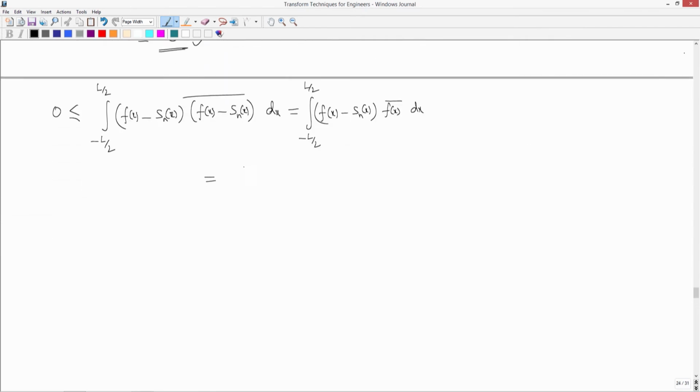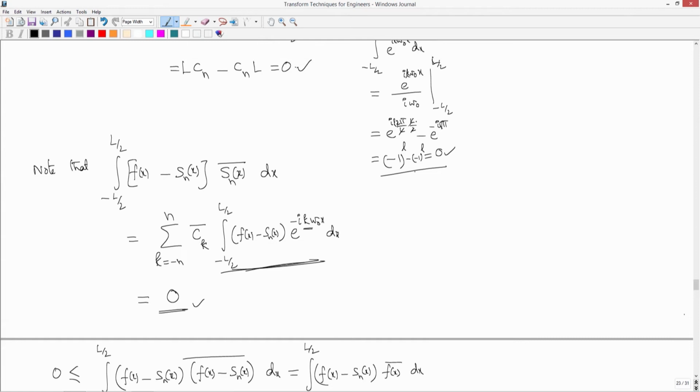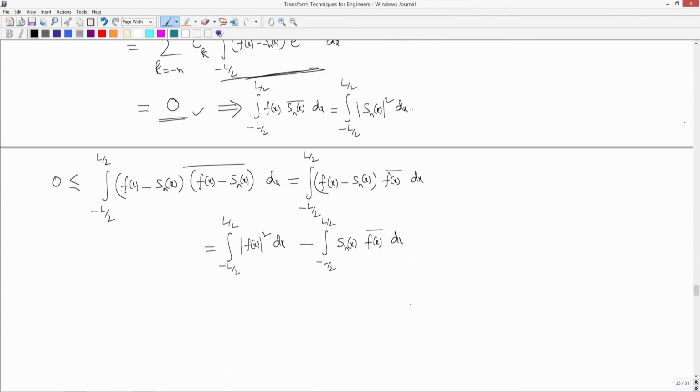So this is equal to the integral from minus L by 2 to L by 2 of f(x) f bar, that is mod f(x) whole square dx, minus the integral from minus L by 2 to L by 2 of S_n(x) f(x) bar dx. And you can also observe here, we have noted that this quantity is 0. This implies the integral from minus L by 2 to L by 2 of f(x) S_n(x) bar dx is nothing but the integral from minus L by 2 to L by 2 of modulus S_n(x) bar square dx. So that is exactly what we write here.